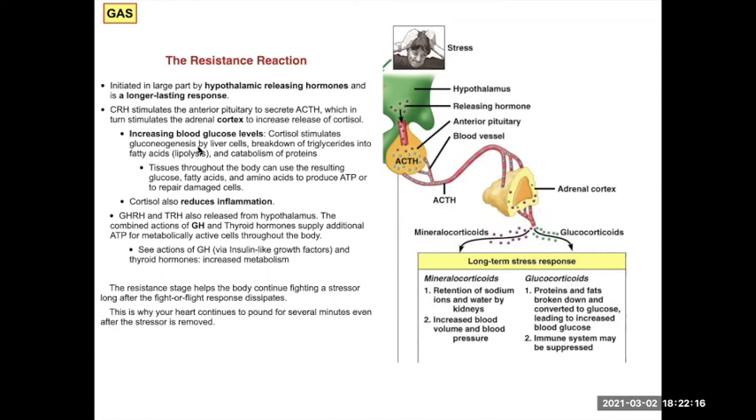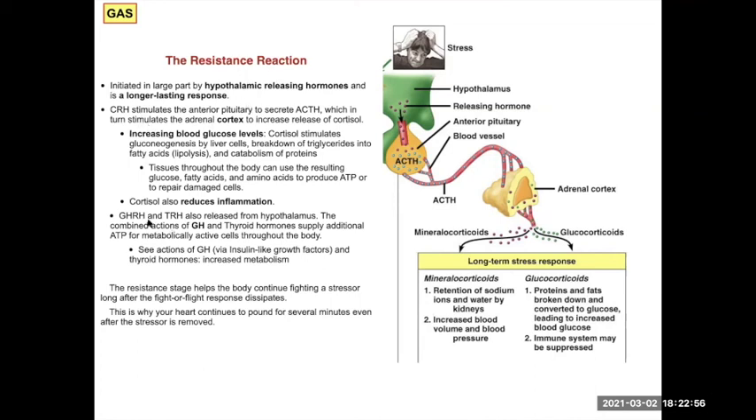This is going to have the effect of increasing blood glucose levels, either by gluconeogenesis, right, forming new glucose from breakdown of triglycerides and proteins, right? And that means the tissues are going to use the resulting glucose and everything to produce ATP to keep on the energy or repair any kind of damage that goes on. And the other thing about cortisol is it reduces inflammation, right? So that's part of the cortical releasing hormones, which are going to be part of that.